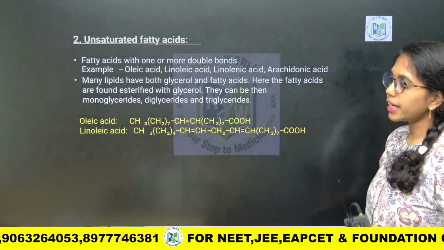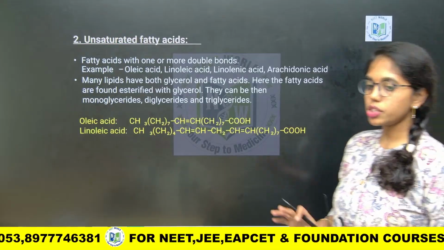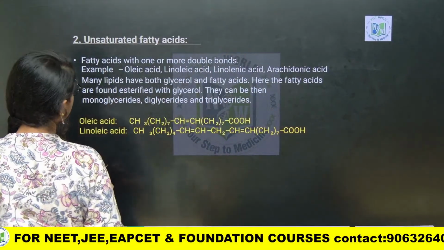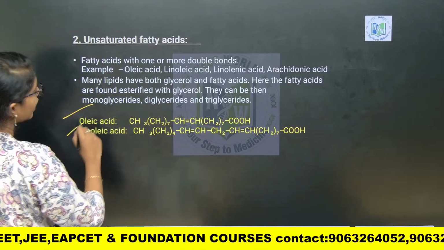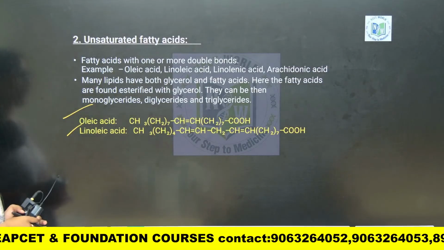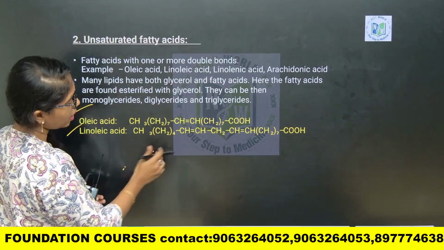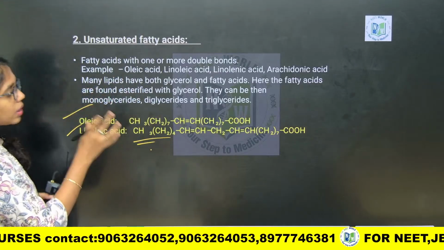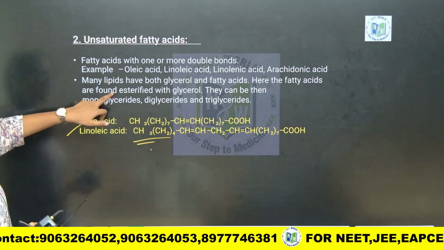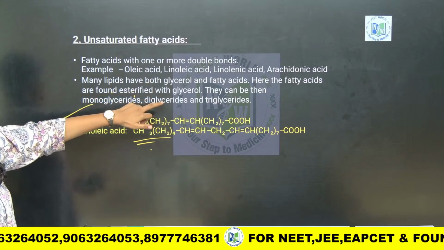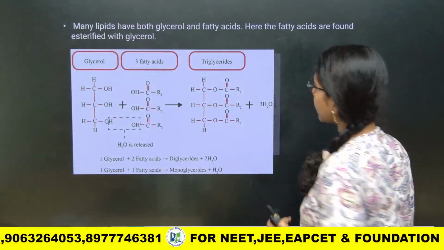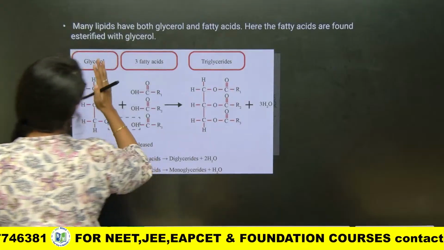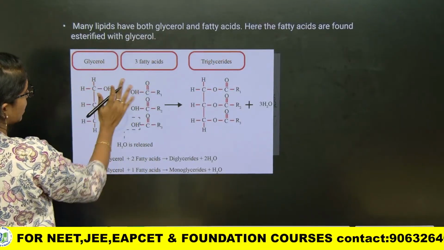Next, unsaturated fatty acids. Unsaturated fatty acids we have learnt, 1 or more double bonds will be there for sure. Here the best examples for unsaturated fatty acids include oleic acid and linoleic acid. This is the structural formula for that, and here you see many lipids have both glycerol and fatty acids. Here the fatty acids are found esterified with glycerol. So they can be monoglycerides, diglycerides and triglycerides. They are esterified with what? Glycerol.